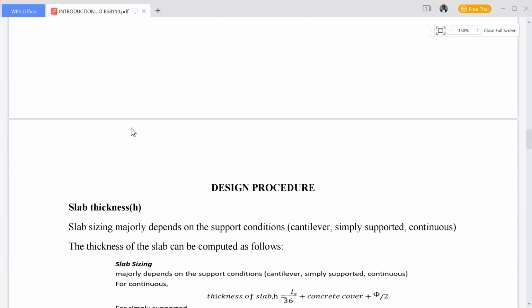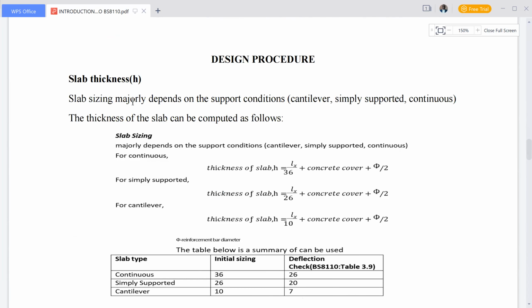Then now we can go to what you call the design procedure. We have a general design procedure for reinforced concrete slab. The first step we need to do is to determine the value of thickness given by H. For you to determine the thickness here, we have things to consider. The thing we consider here is the support conditions. Like, is it a cantilever? Is it simply supported or a continuous slab? Because for each of these categories, they are given ratios that you can use.